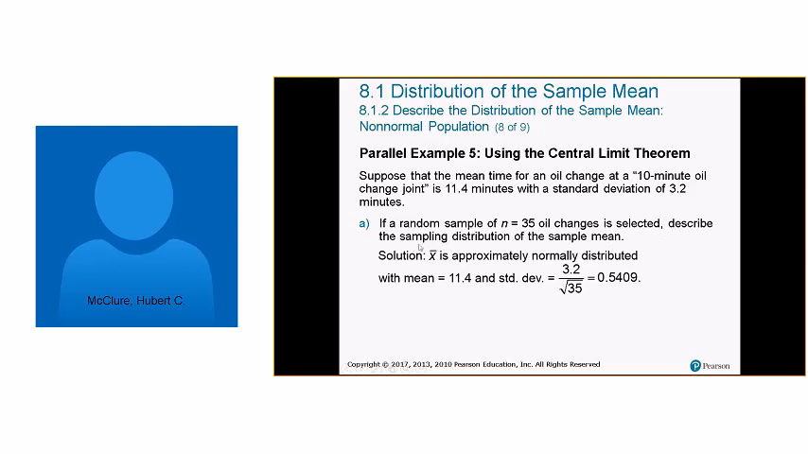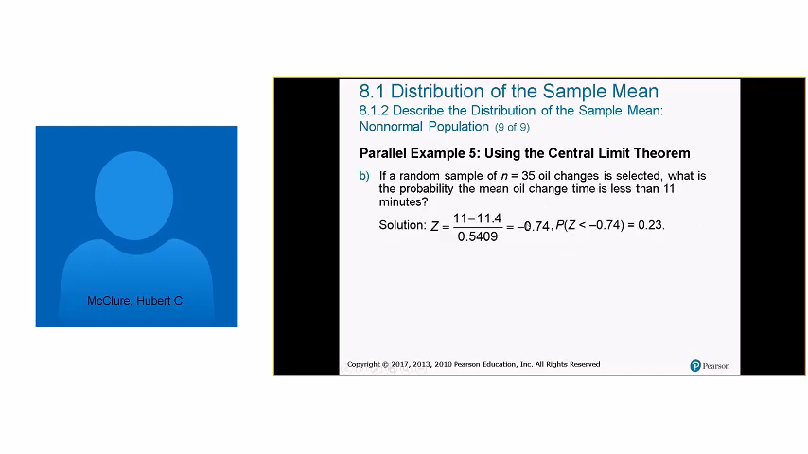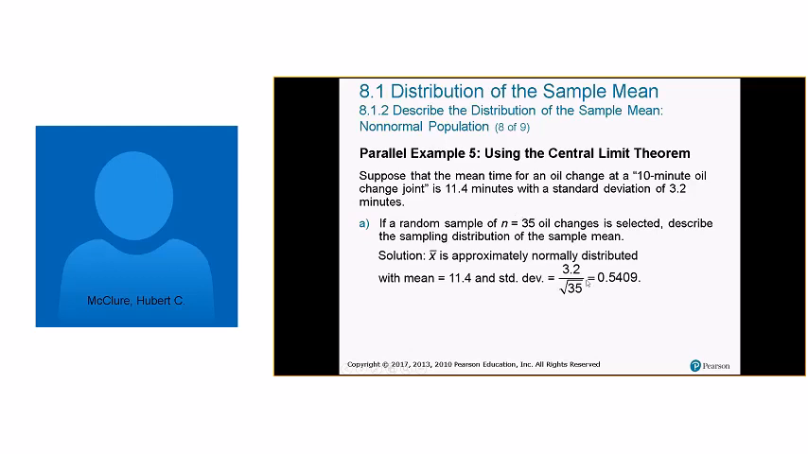You don't have to write down word for word. Just say, what if a random sample of n equals 35 oil changes is selected? Got it. Okay. So that's a good example for a standardized test question. And if I was going to test you on anything in chapter 8.1, this would be the kind of question I would ask you.